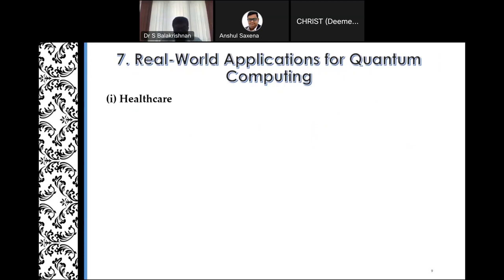The first one creates a world of opportunity across almost every aspect of modern life. The first one is healthcare. Under healthcare, the first point is research. Whenever we are talking about real-world applications under healthcare, there is research, diagnostics, and treatment. All of the quantum computing applications in healthcare are based on these, starting with research.